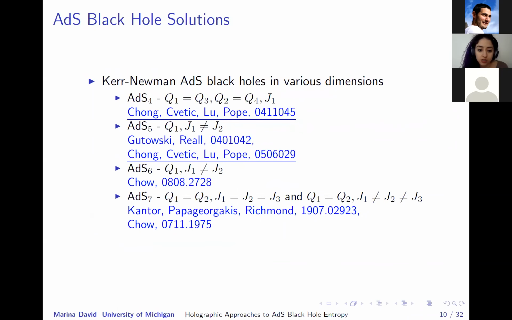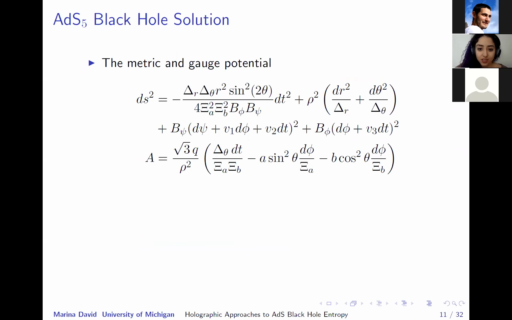So these are the black hole solutions we studied in our papers. There are obviously many more papers and many black hole solutions. The ones that I have underlined are the ones I'm going to focus on in this talk, although, like I said, there are many more. We're going to start with the AdS5 black hole solution, and then we'll later go on and look at AdS4.